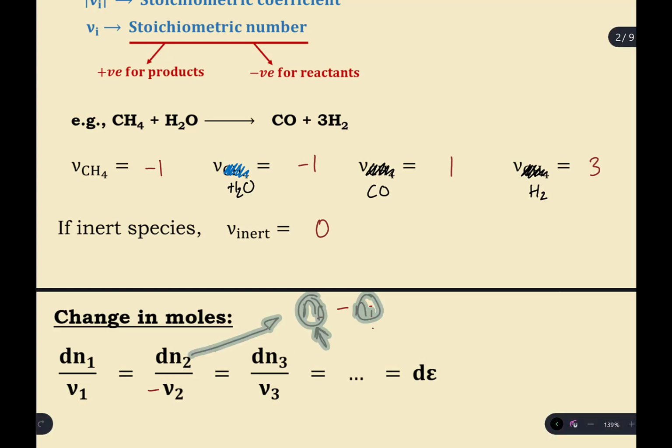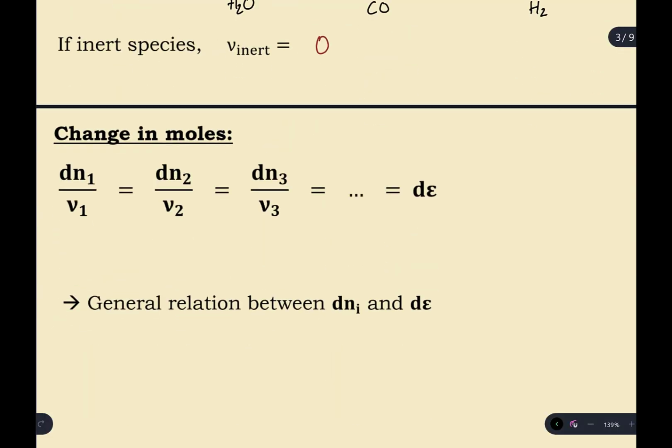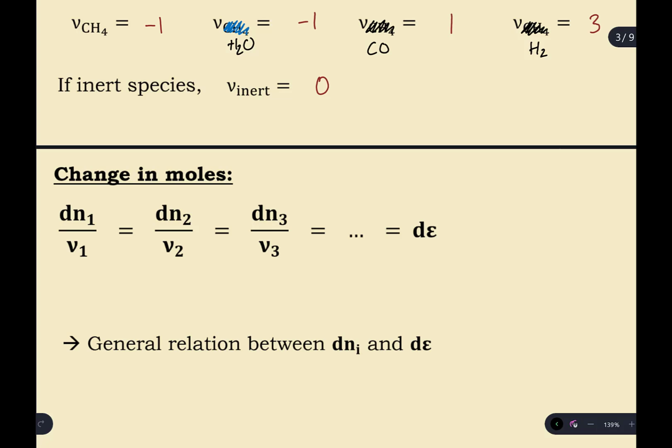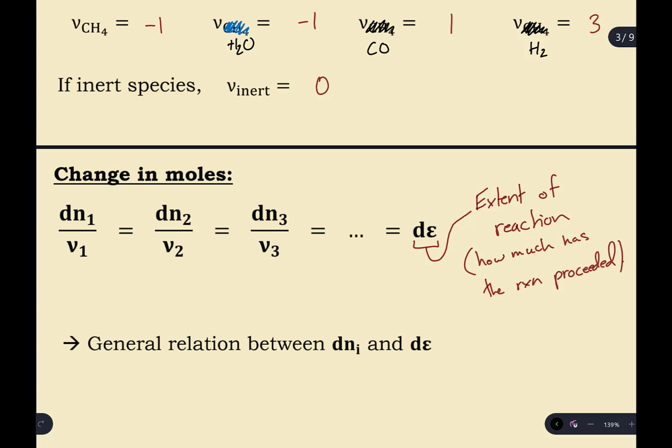All of these are going to be equal to d epsilon, where epsilon is defined as my extent of reaction. So the change in epsilon is my extent of reaction. This tells me how much my reaction has proceeded. In general, the change over the stoichiometric number gives me the extent of reaction for a given reaction.